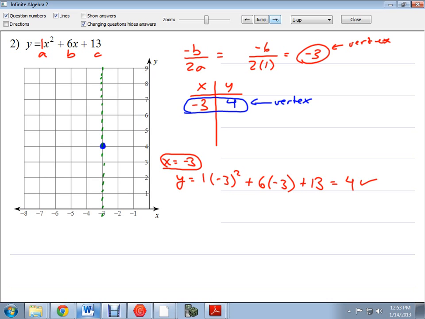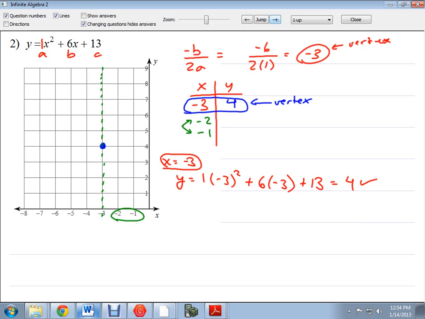Can somebody name me a point that is to the left or to the right of here? We were at negative 3. Do you want to go to the negative 2, the negative 1, or do you want to go to the 4 and the 5? Let's go with like -1 and -2. All right, negative 1 and negative 2. So we're going to pick two new x values. Those are the easiest ones.